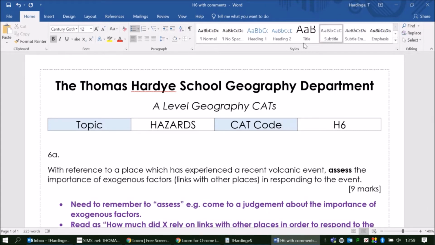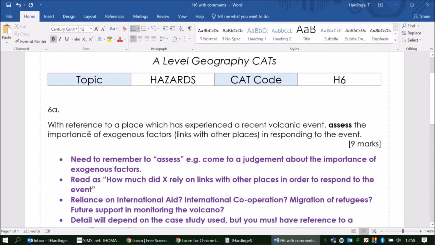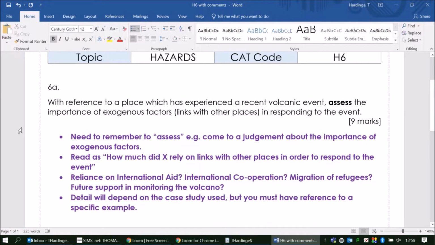If we have a look at the first question, it says, with reference to a place which has experienced a recent volcanic event, assess the importance of exogenous factors, which are links with other places, in responding to the event.